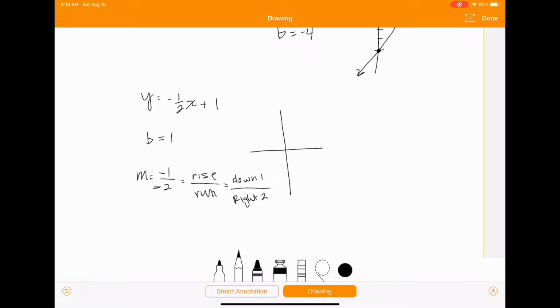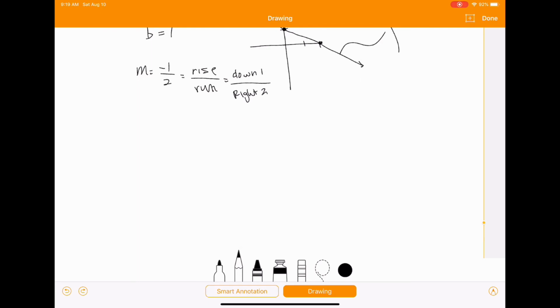Right? Because if they were both negative, then we'd have a positive. So one's going to be negative, one's going to be positive. So down 1, right 2. So we're going to start up here at 1, and then we're going to go down 1 over 2. And notice how our line here is going down into the ground, right? So it's got a negative slope, so we did that correctly. All right, so that's just a quick overview of slope-intercept form. As always, let me know if you have any questions.